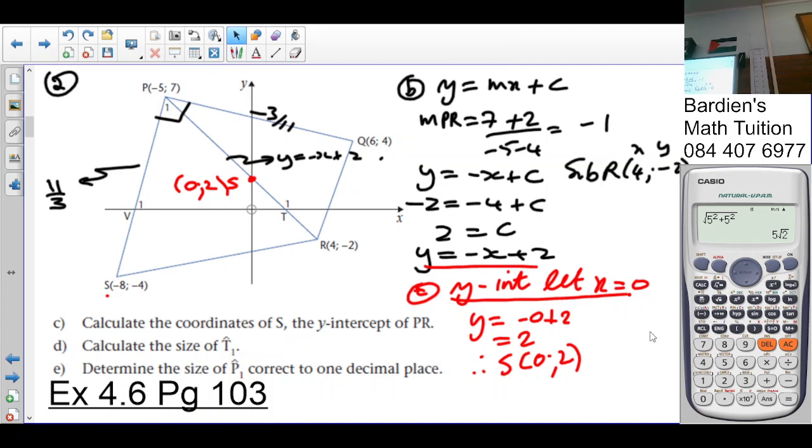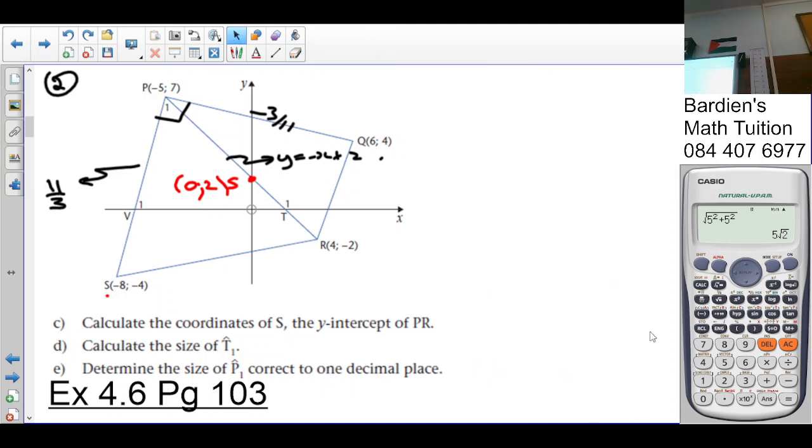Any confusion? No? The next question is E. Determine the size of P1 correct to 1 decimal place. Now, if you're looking at P1, definitely I can't work out that using the gradients straight away. No? However, by using gradients, I can work out T1 and I can work out the size of V1. Not so? Then I can say the exterior angle is equal to the sum of the two interior opposites. Does it make sense?